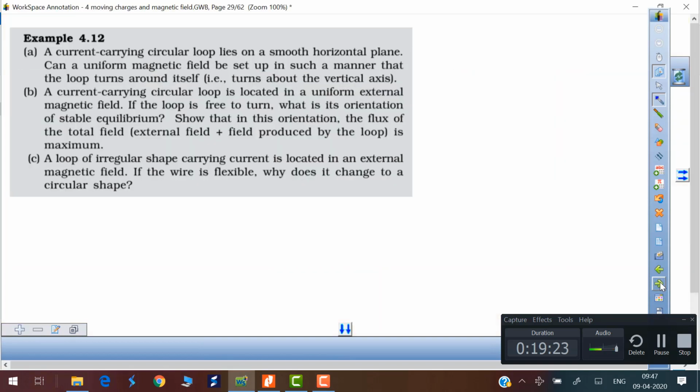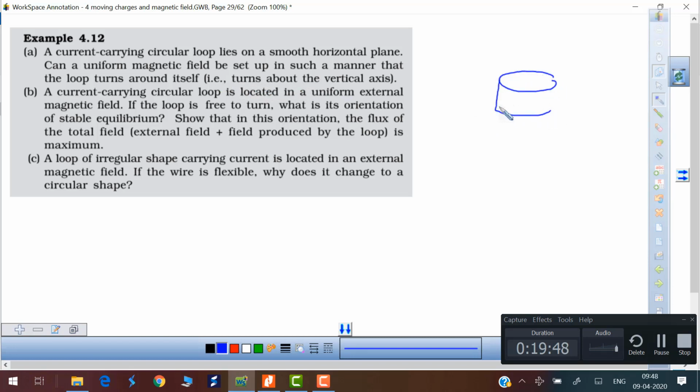Then next one, few questions actually, there is no calculation. A current carrying conductor circular loop lies on a smooth horizontal plane. Can a uniform magnetic field be set up in such a manner that the loop turns around itself, turn about the vertical axis? So suppose this is a coil. Okay, it is placed on the horizontal table, and this is your A, or you can say M.